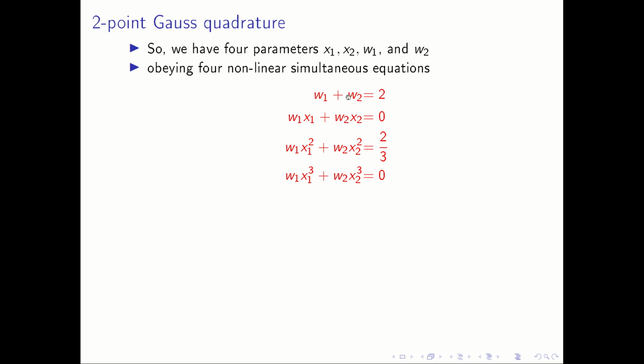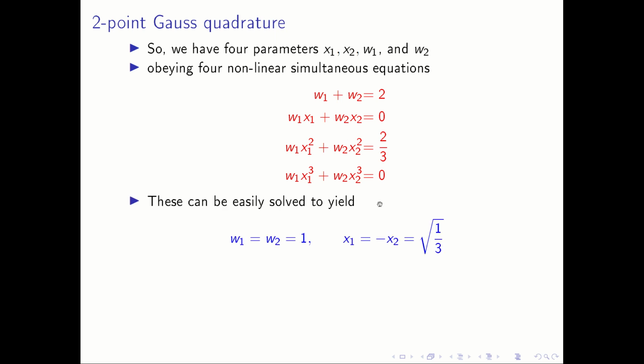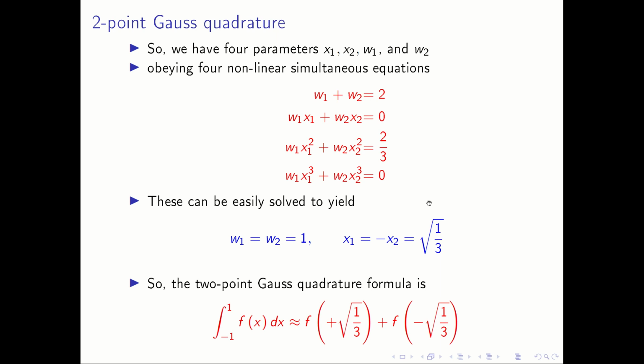Using that and the other two equations, it's pretty easy to find the solution. That is, w1 and w2 are both equal to 1, and x1 and x2 are negatives of each other. x1 is plus 1 by root 3, x2 is minus 1 by root 3. And so the 2-point Gauss quadrature formula, which is exact for polynomials up to degree 3, happens to be 1 times f at plus 1 by root 3 plus 1 times f at minus 1 by root 3. So this is your Gauss quadrature formula, which is exact up to degree 3. 2 point, just 2 function evaluations.